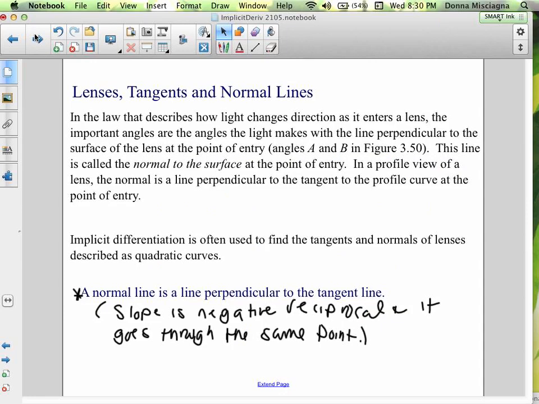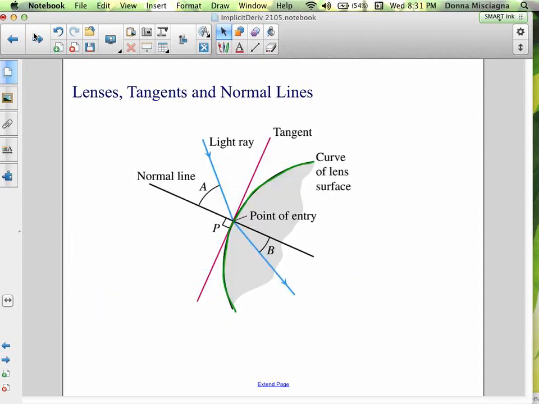And a picture is worth 1,000 words here, and I'll show you that in just a second. Implicit differentiation is often used to find tangents and normals of lenses described as quadratic curves. So remember, a normal line is a line perpendicular to the tangent line. Right? And as a reminder, slope is a negative reciprocal and it goes through the same point. Right? So if you're not sure about what a normal line is, write that down in your notes. Right? And by the way, you can just pause this tape at any time if I go too quickly. That is one nice thing about taping.